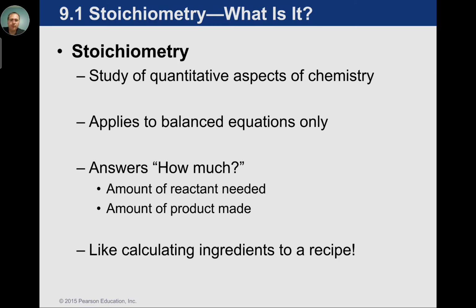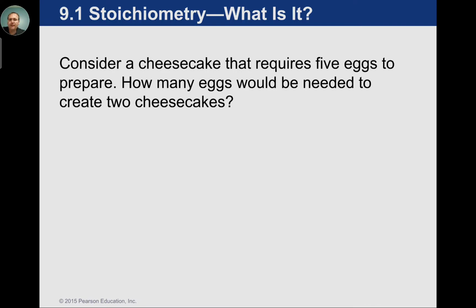No different than a carpenter calculating how many 2x4s they're going to need to frame a wall. So as we start to look at this idea of how much, think about conversions, because really that's where we're at in this part of the semester. So as we look at this example here, we notice very quickly that it says 5 eggs and 1 cheesecake. So if 1 cheesecake requires 5 eggs, how many eggs can make 2 cheesecakes?